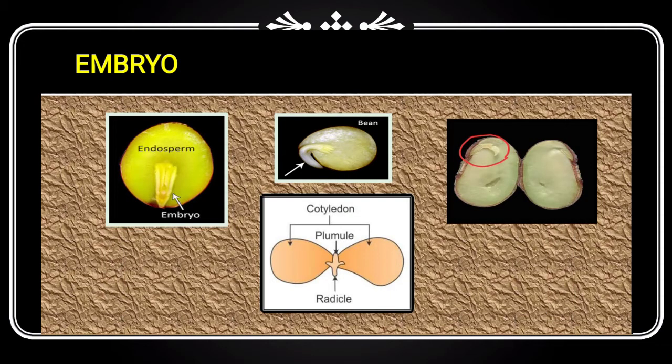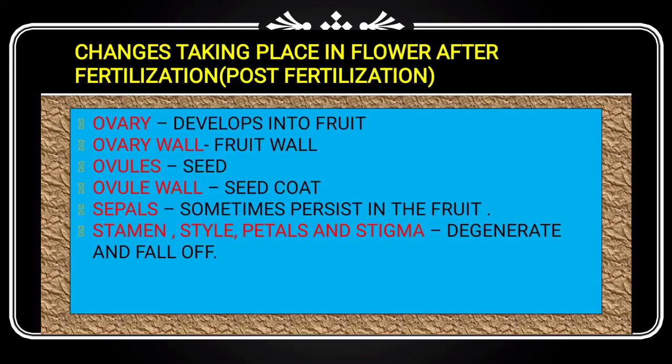So here you can see the diagram of endosperm and embryo. This is the structure of an embryo where there are 2 cotyledons, plumule and radicle. Radicle is the young root and plumule is the young shoot. Cotyledons provide nutrients to the developing embryo.